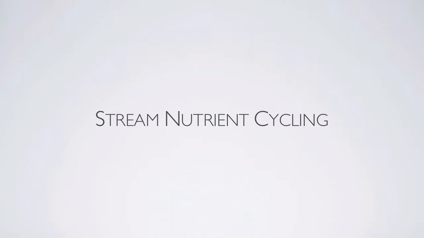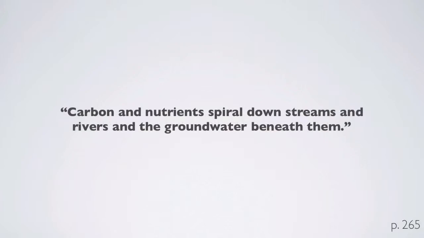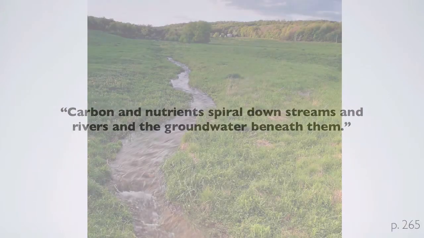Nutrient cycling in both lakes and streams occurs in the aquatic phase, but streams, being flowing systems, have unique aspects to their nutrient cycles. Carbon and nutrients spiral down streams and rivers and the groundwater beneath them. And here, the authors use the word spiral, and that's really an important factor for thinking about the differences between lakes and streams and their nutrient cycling.